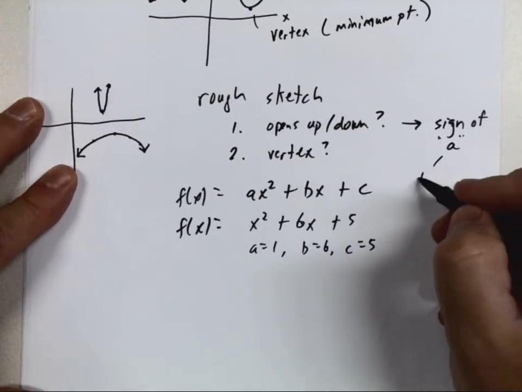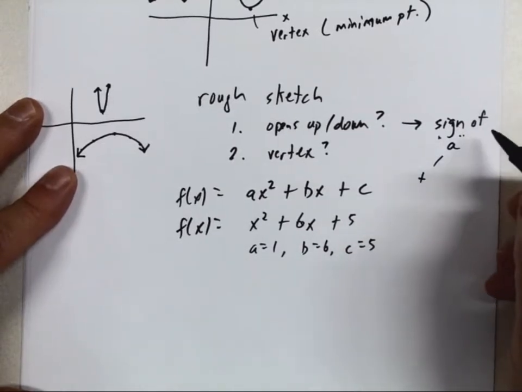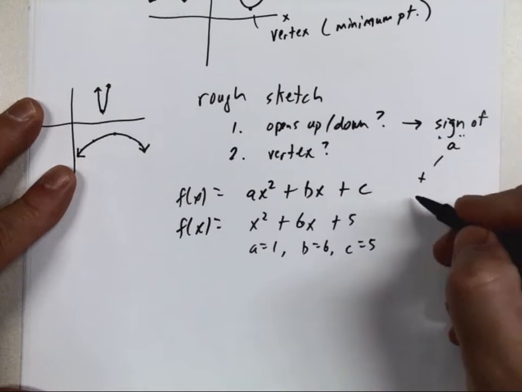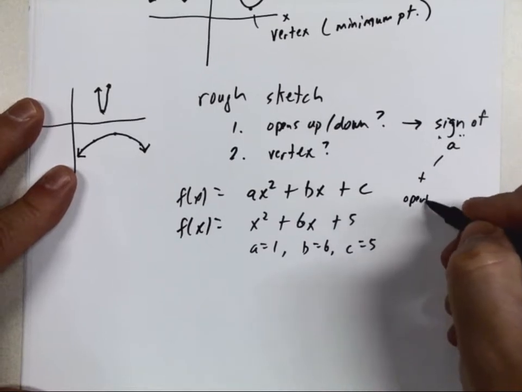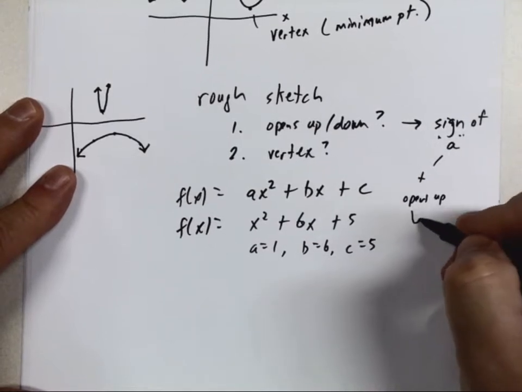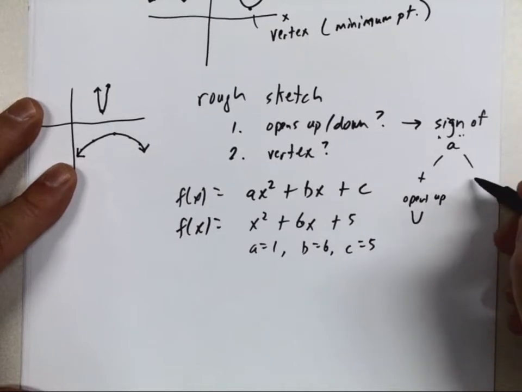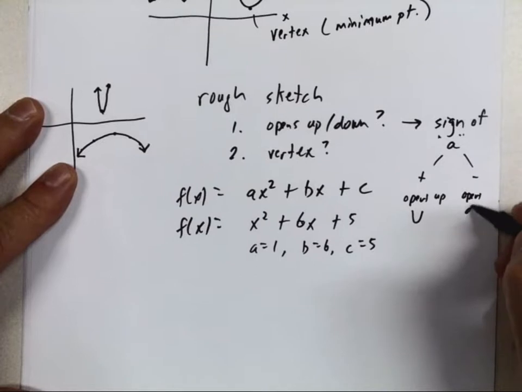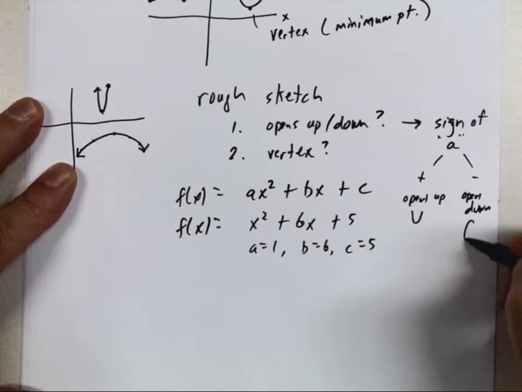Here's what happens. If A is a positive number, it opens up. If A is a negative number, it opens down.